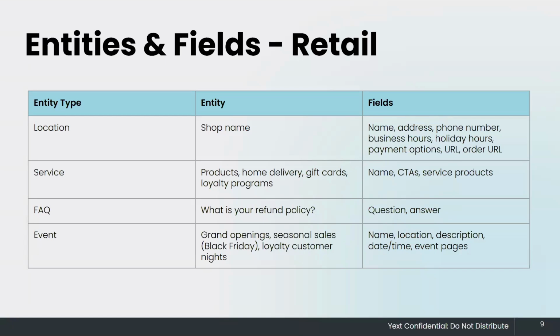So we're going to break down some examples of entities using, first of all, the retail industry. A retail organization will have a location entity type for one of its stores. For that store, this retail brand will need fields like name, address, phone number, definitely their business hours, the opening times, also potentially holiday hours, particularly for bank holidays.